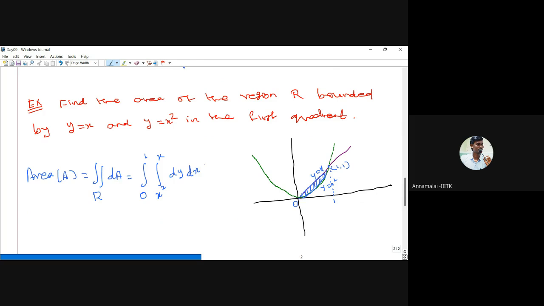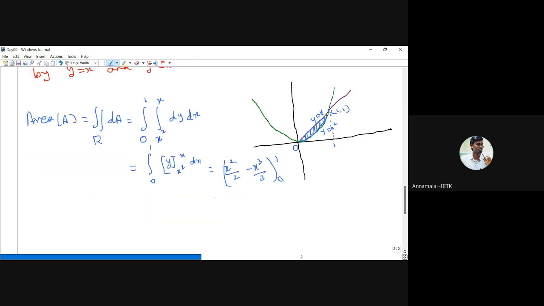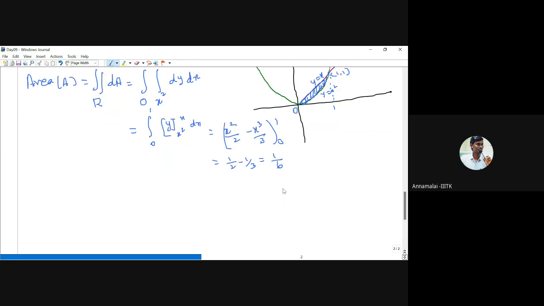Because the function f of x comma y equal to 1, first you integrate with respect to y. We keep this integration. So y with lower limit x square to x, dx. So this is x minus x square. If we integrate, x square by 2 minus x cube by 3, from 0 to 1. So you'll get 1 by 2 minus 1 by 3, which is 1 by 6. Therefore, the area of the region bounded by the curves y equal to x square and y equal to x is 1 by 6. Maybe we can take one more problem on this.